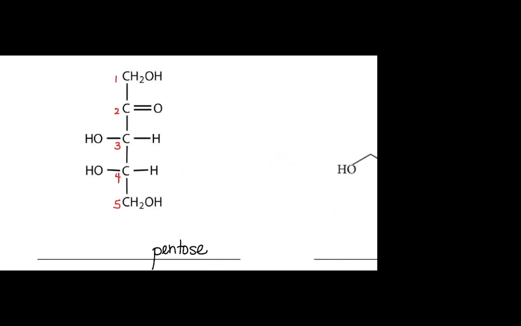Notice that the majority of the names for carbohydrates end in ose: glucose, fructose, galactose. That is true for many monosaccharides. Now, when I look for the carbonyl functionality here, we can see that this has a ketone. So the classification for this monosaccharide is going to be a ketopentose.